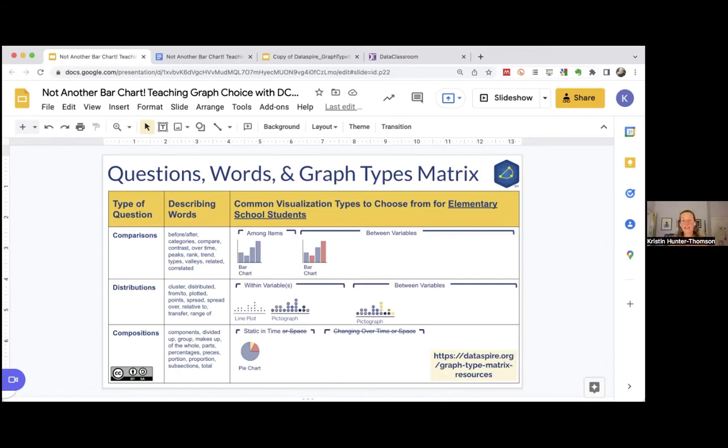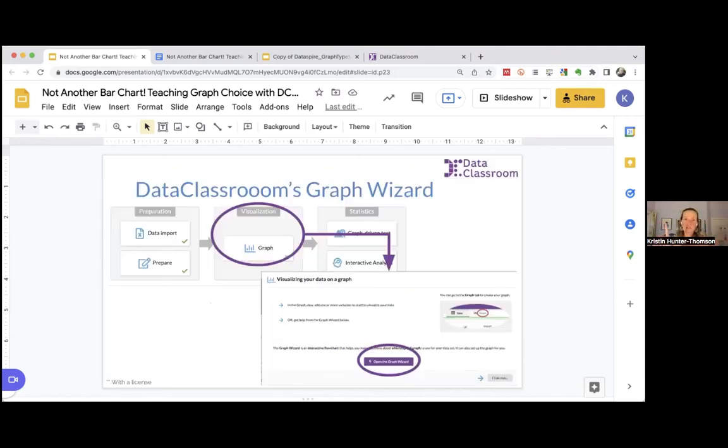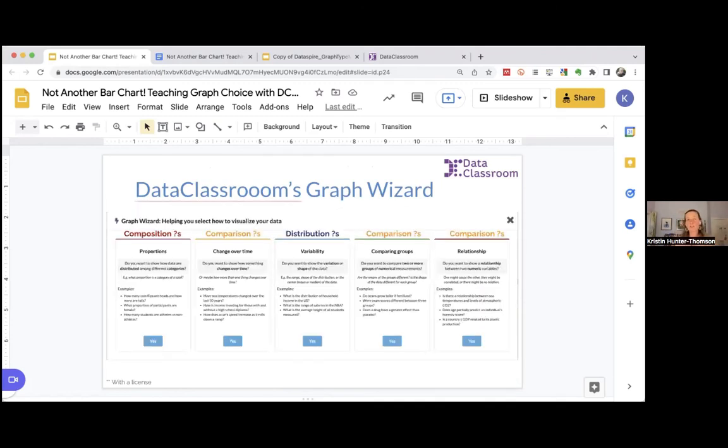And I'm going to hand over the screen sharing to Erin so he can show you in real time what that looks like. But before I do, I just want to point out, so he's going to show you how to get to this graph wizard. And once he opens the graph wizard, it will show up. They have 5 categories that students can pick from in terms of what are they trying to do with the data, AKA, what kind of question are they asking?